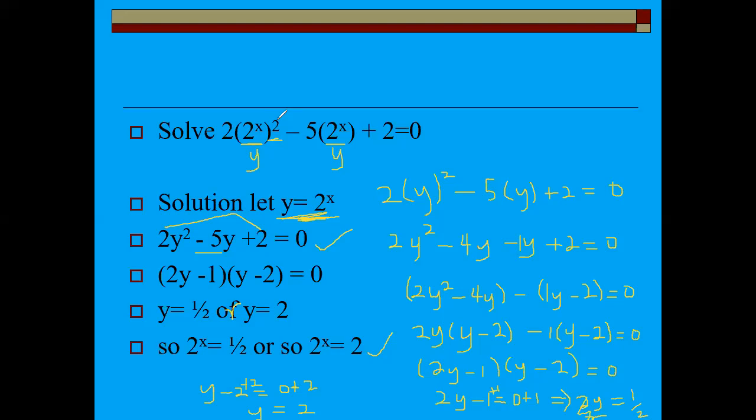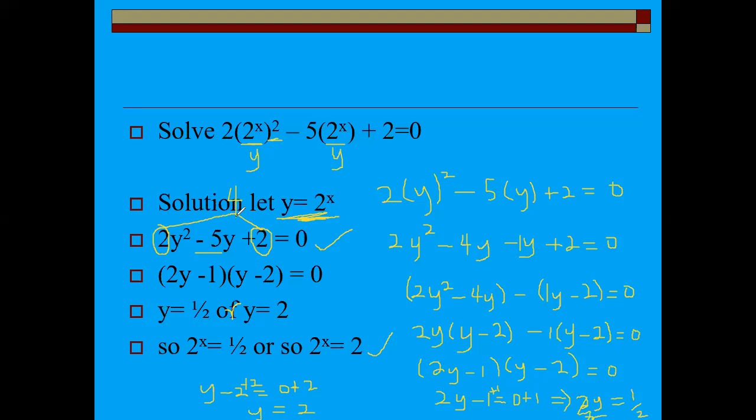Isaac, when you are solving a quadratic equation, the first step is you multiply the coefficient of y squared with the constant here. So 2 times 2 will give you 4. That is where we got the 4 from.